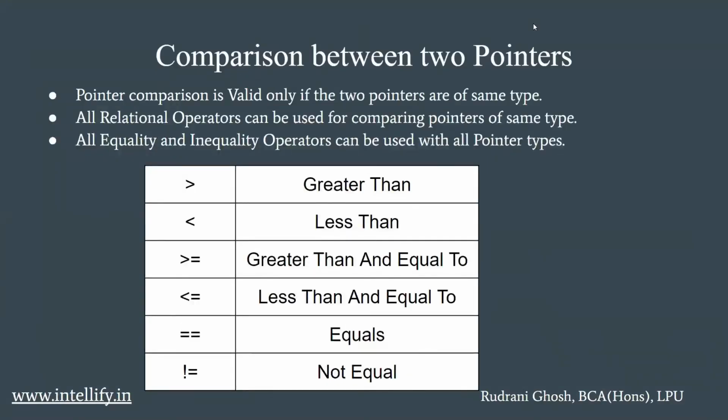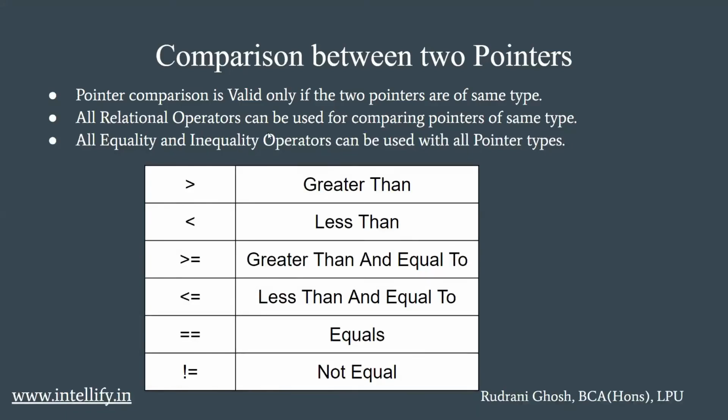It is also possible to compare two pointers. A pointer comparison is valid when both are of same type, which means when both are of integer type or both are of double type or when both are of character type. We cannot compare two pointers which have different data types. For example, we cannot compare char and int together. We cannot compare double and int together. We have to make sure that the pointers are of the same type.